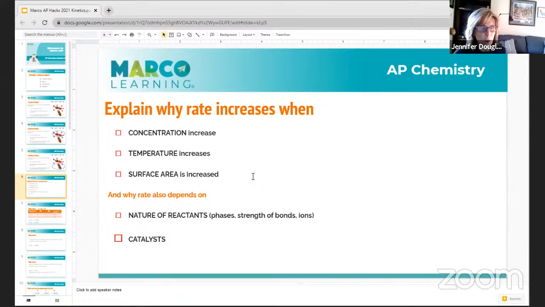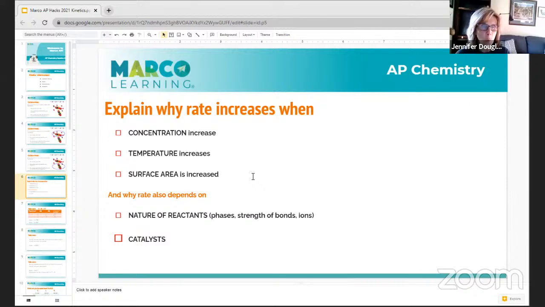And then for the third one, surface area. Think about a log versus a whole bunch of splintered up wood. If you increase the surface area, there's more places for the reaction to occur. This would probably be something where you had a solid and maybe a gas molecule colliding with it, or something that's aqueous. If you increase the surface area, there's going to be more collisions again.